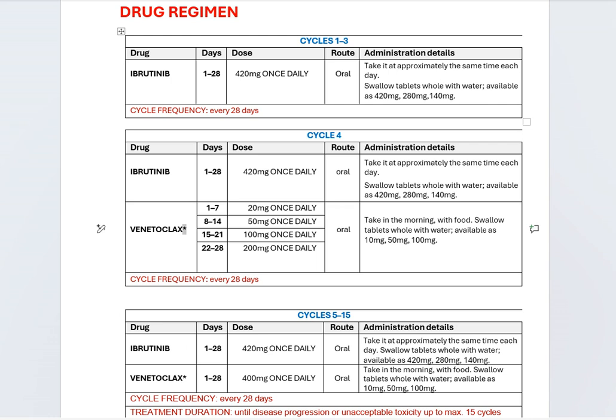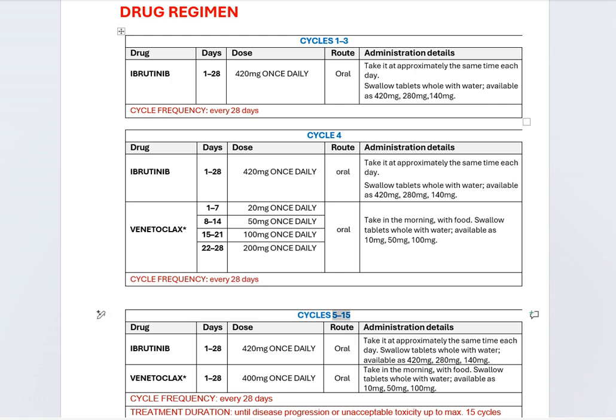Venetoclax, days 1 to 7, 20 mg once daily, oral. Take in the morning with food. Swallow tablets whole with water. Available as 10 mg, 50 mg, 100 mg. Days 8 to 14, 50 mg once daily. Days 15 to 21, 100 mg once daily. Days 22 to 28, 200 mg once daily. Cycle frequency, every 28 days.